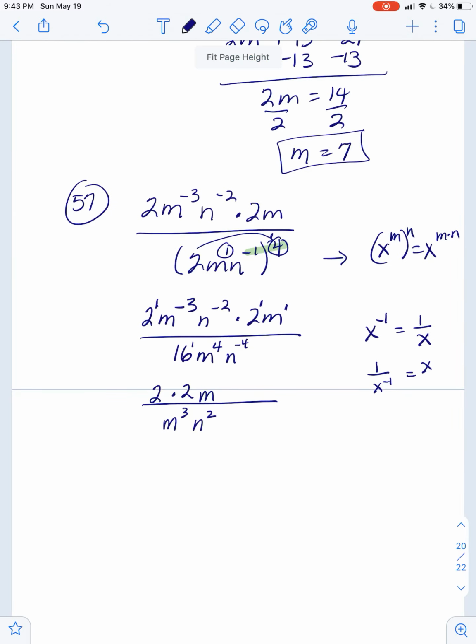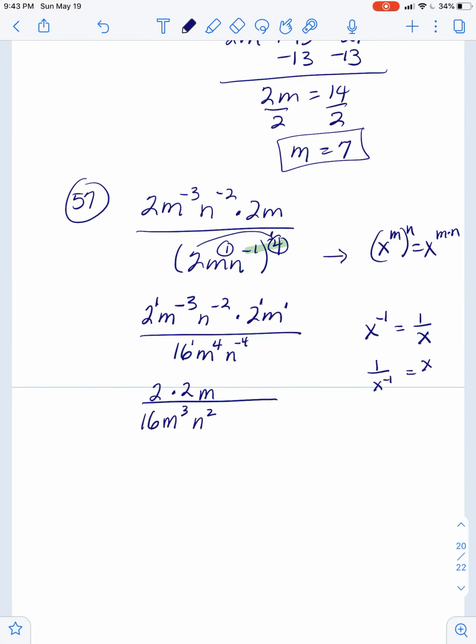The 16 is positive. I can put that wherever. I'll go ahead and put it out in front. The m to the 4 is positive, so it's going to stay. The n to the negative 4 is negative, so it's going to go up. Okay? The rest of it is just combining. So 2 times 2 is 4.